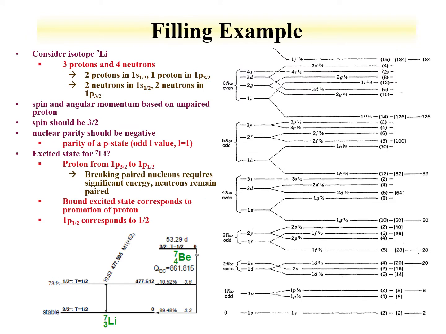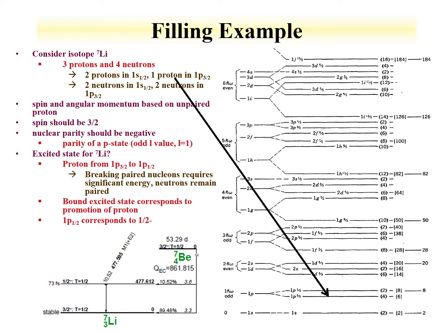Let's consider lithium 7. 3 protons, 4 neutrons. The proton number is odd, so the odd proton is going to define the behavior of the nucleus. And we see that this one unpaired proton, the 3rd proton, lives in this 1p 3/2 level, right? Because I can put 2 protons here, the 3rd one is here. So the spin and parity are based upon this unpaired proton.